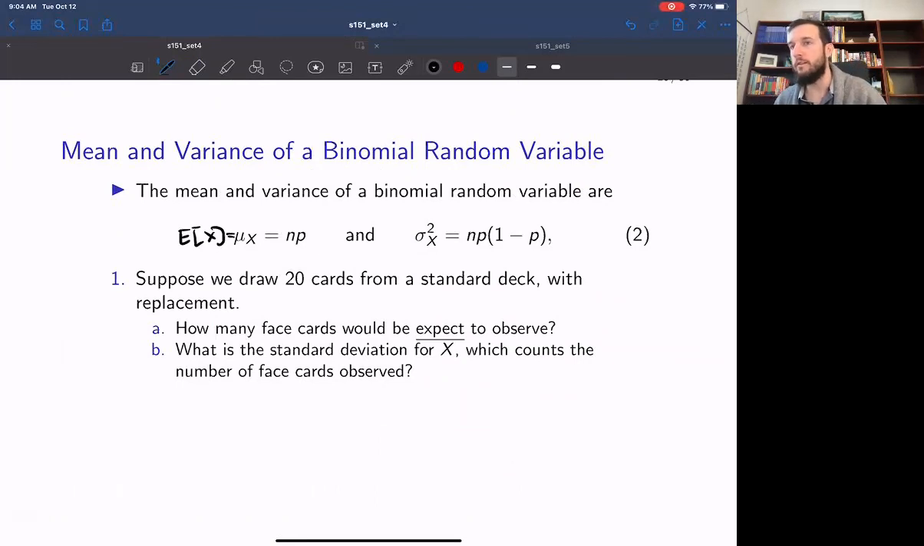So if we want the expected value of a binomial random variable, or the mean, which are the same thing, we simply take the number of trials and multiply by the probability of success. If we want the variance, or the standard deviation via the variance, of the binomial random variable, we take the number of trials multiplied by p multiplied by 1 minus p.